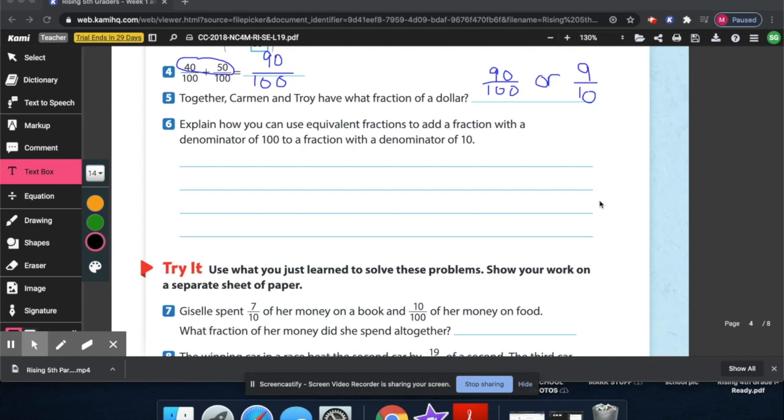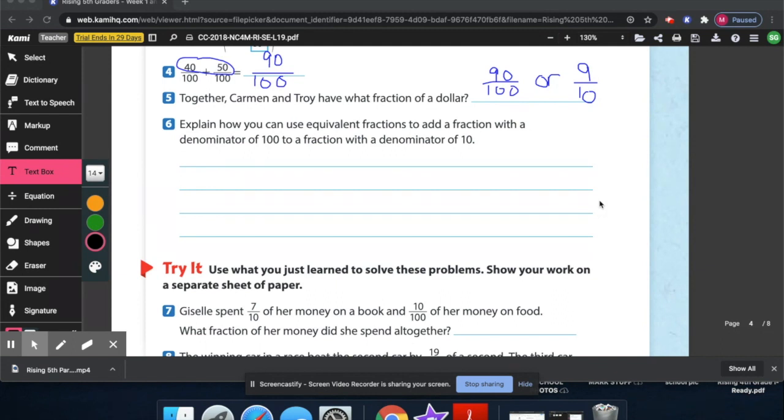Number 6. Explain how you use equivalent fractions to add a fraction with a denominator of 100 to a fraction with a denominator of 10. Okay, that was a mouthful. Okay, so we're going to break it down.